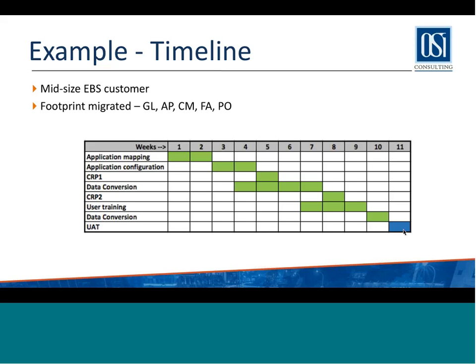So this is just an example timeline. I just wanted to compare this. If you compare this against trying to implement a new ERP, let's say you decided to go to SAP tomorrow and wanted to move from EBS to SAP, I'm pretty sure this would be more like 11 months instead of 11 weeks. So that's just to throw it out there to give you a scale of what we are looking at when we look at these migrations.